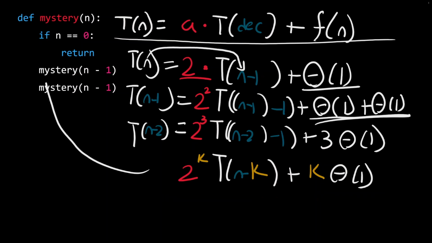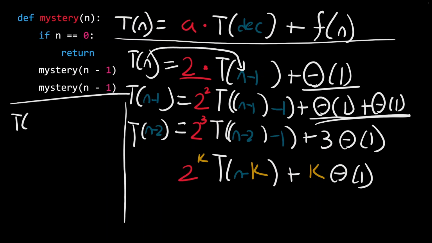And we're trying to get to the base case. So the thing we're looking for is T of 0, so when T of n minus k is equal to this base case. What value of k am I going to get for this? We can just solve this like any regular equation.